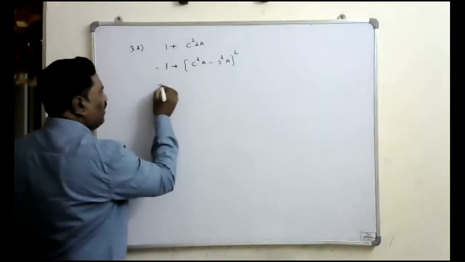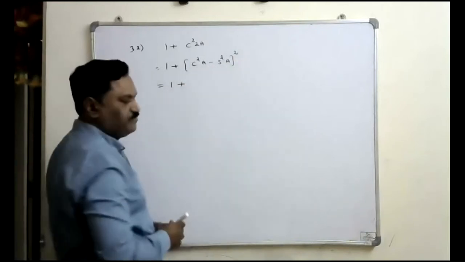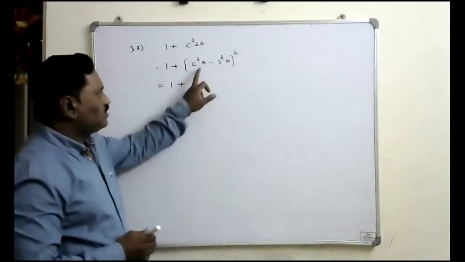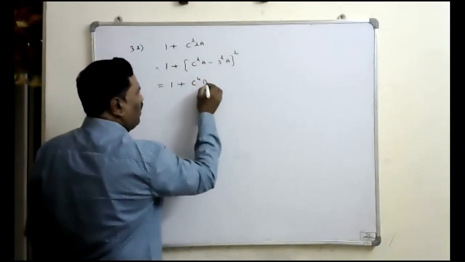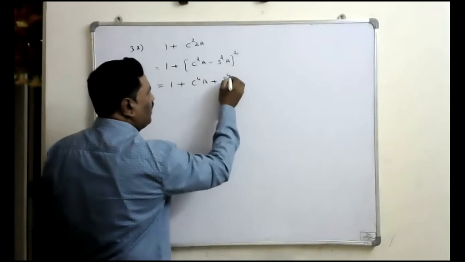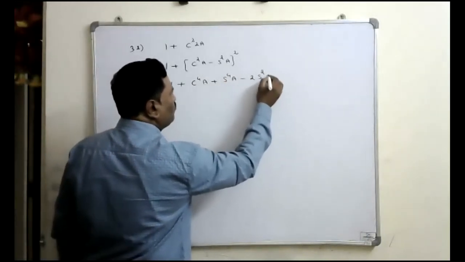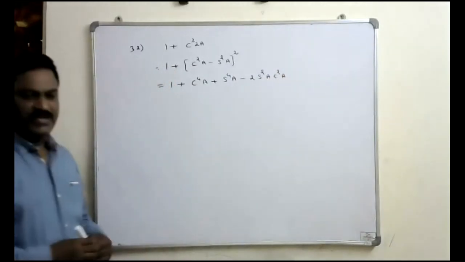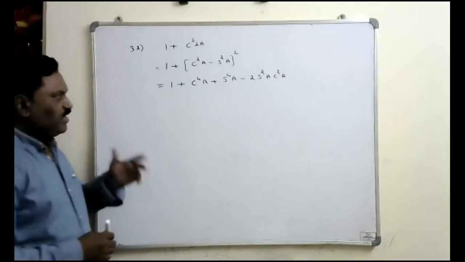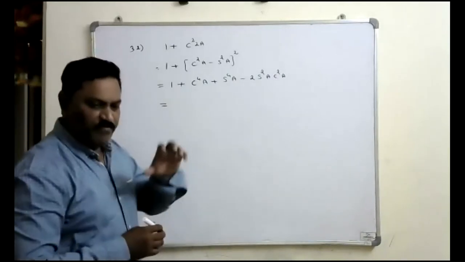Now I will expand that. It is 1 plus, it is a minus b whole square, which is a square, cos square a whole square, which is cos power 4a, plus b square, that is sin power 4a, minus 2ab, that is 2 sin square a cos square a, we can write it. That is the expansion of that. But actually this answer is not there in the options. They have modified the answer.